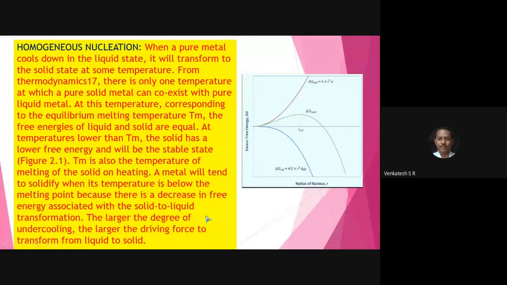Say, if the decrease in free energy, decrease in free energy that promotes the solidification process. All of you observe your excess free energy delta G. The free energy means the energy required to transform the liquid metal to solid metal, that is liquid state to solid state.